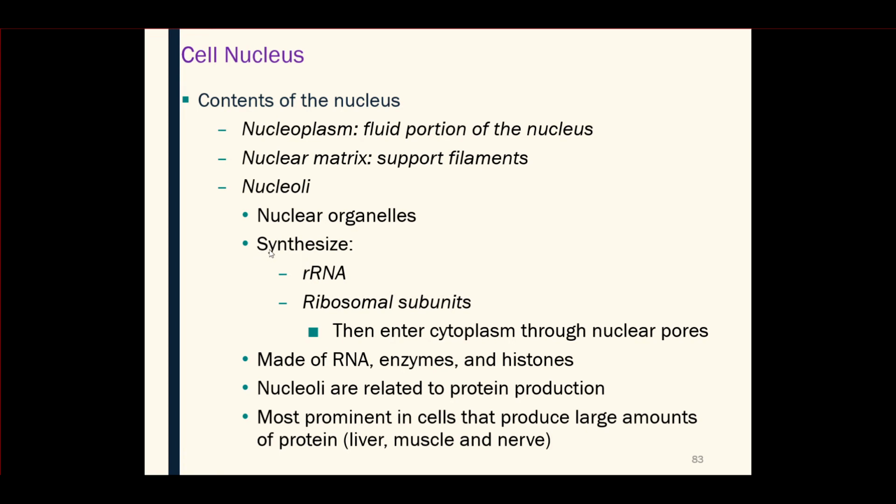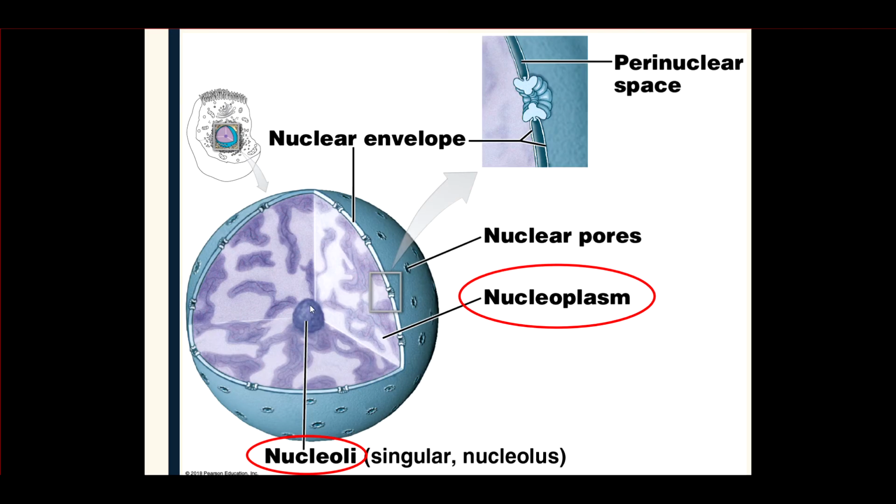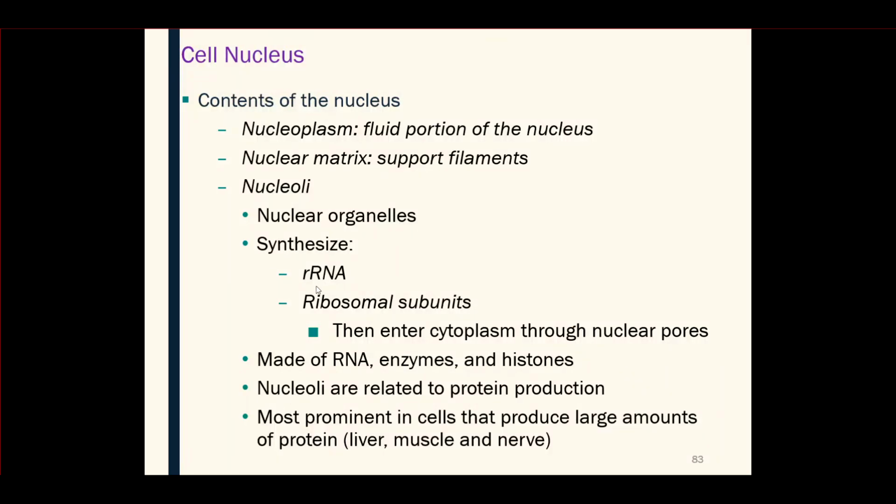So the nucleoli synthesize or make ribosomal RNA. This is the RNA that makes up our ribosomes. So basically our ribosomes are born in here. The ribosomal RNA leaves the nuclear pore and then goes out to the cytoplasm, where the ribosomes are either free in the cytoplasm or they're attached to the ER. So it makes ribosomal RNA and the different ribosomal subunits, the large and the small subunit. And as I mentioned before, they enter the cytoplasm through the nuclear pores.